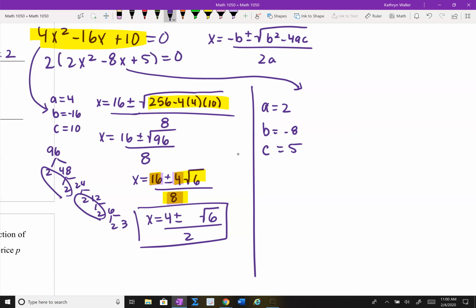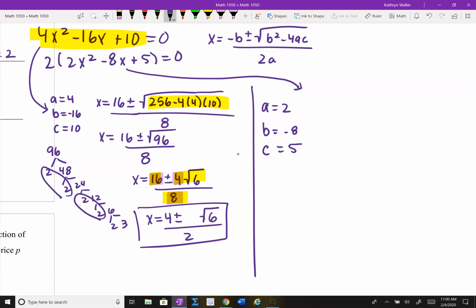Okay, everybody freeze. How do you think the final answer on the right is going to compare to the final answer on the left? What do you think? They are exactly the same. They are exactly the same. And I'm going to prove it to you right now.